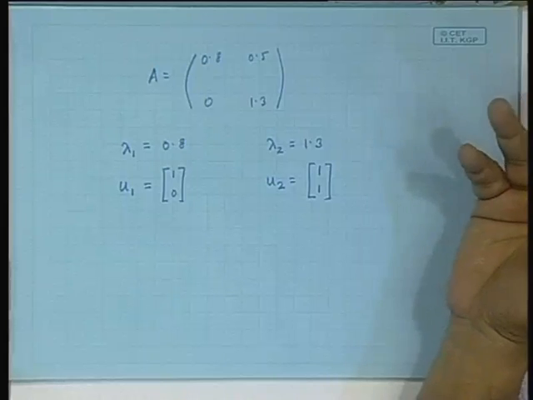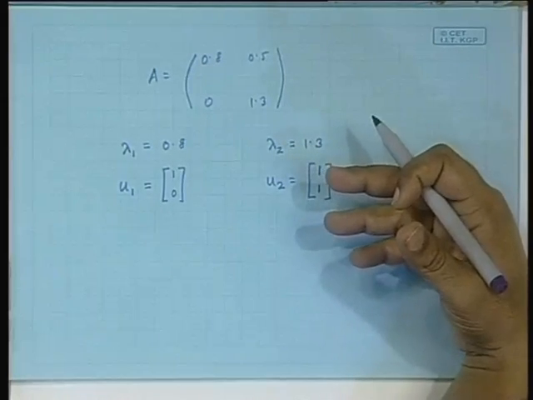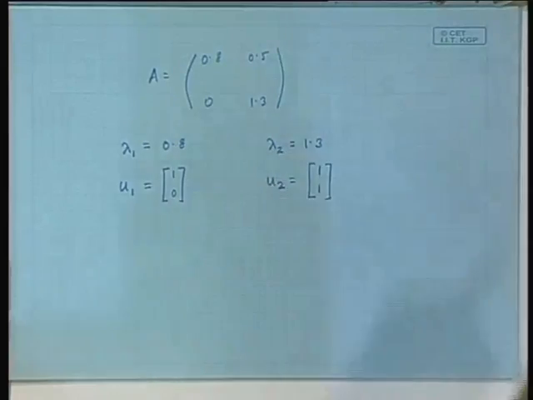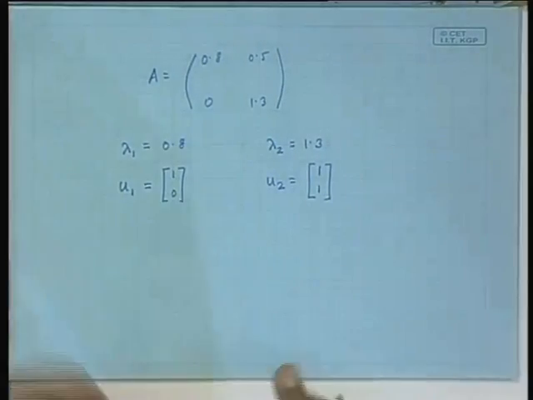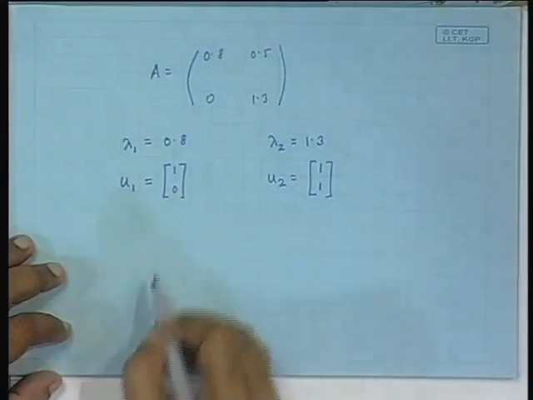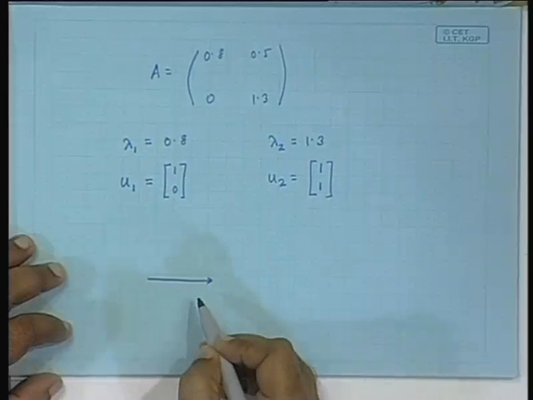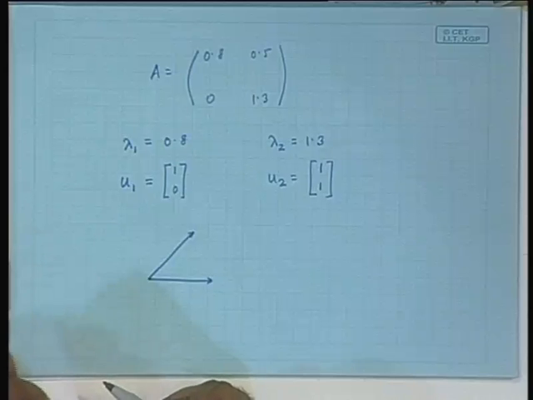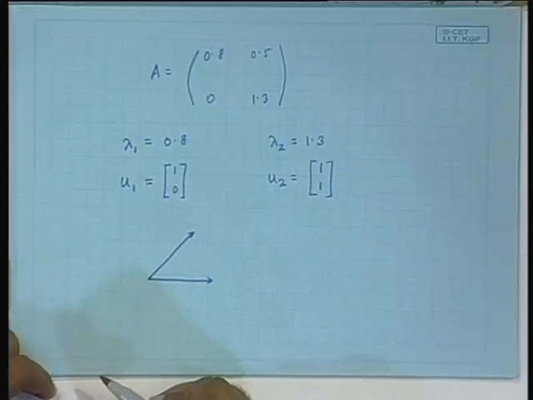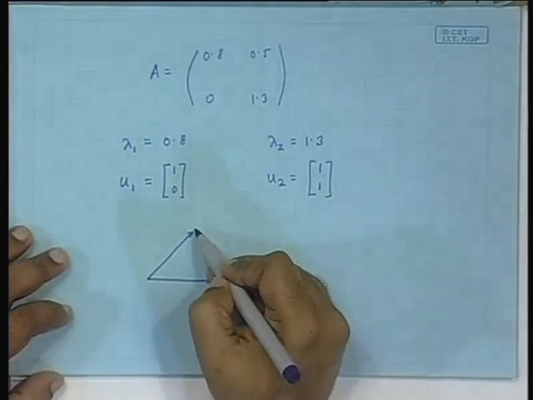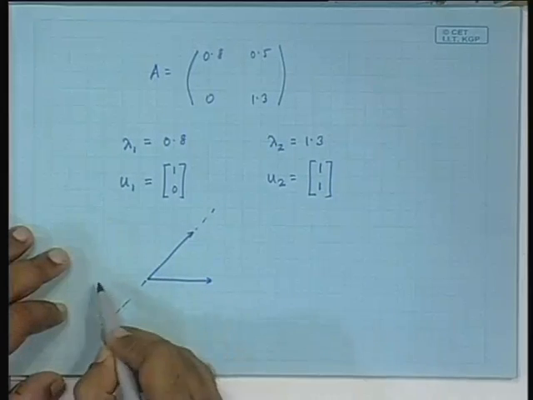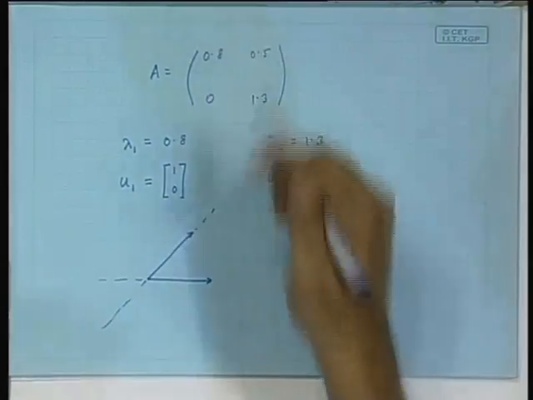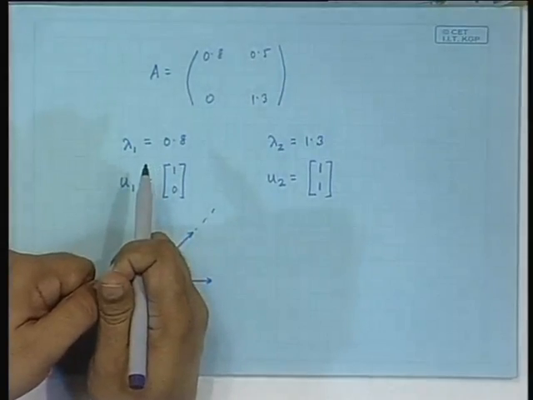You might take -1, so what? The other one will also be in -1 then, because this is just a direction. So, what are these? 1 0 will be along the x direction and the 1 1 will be along the other. These are the two directions, and in this direction you have expanding behavior and in this direction you have contracting behavior.